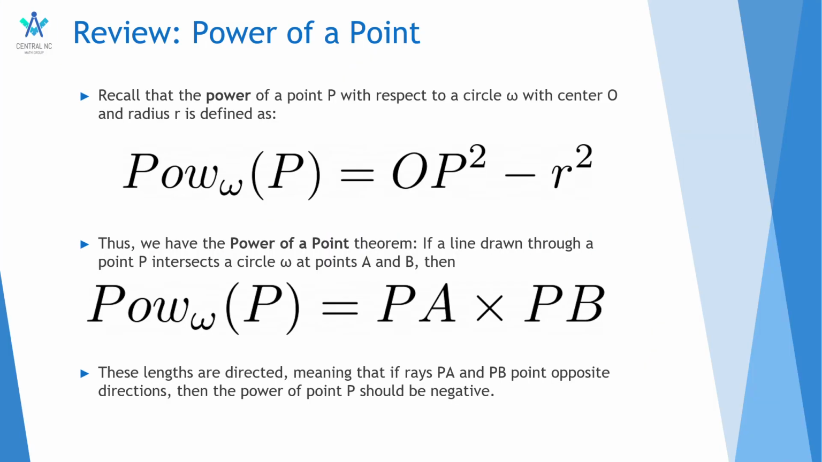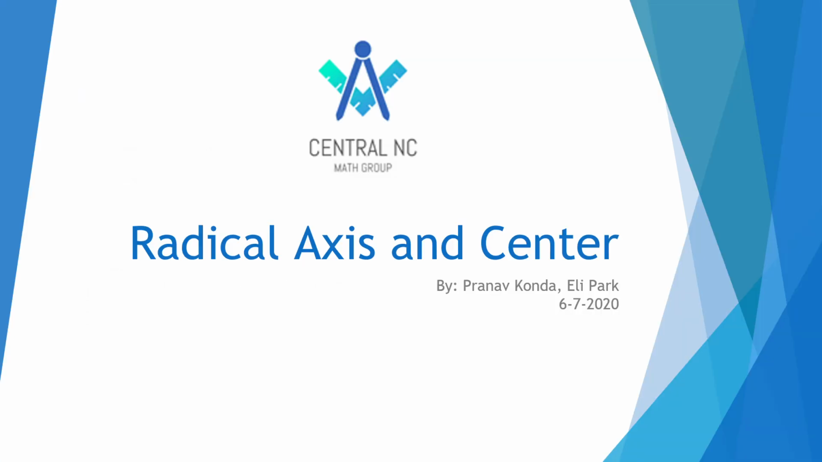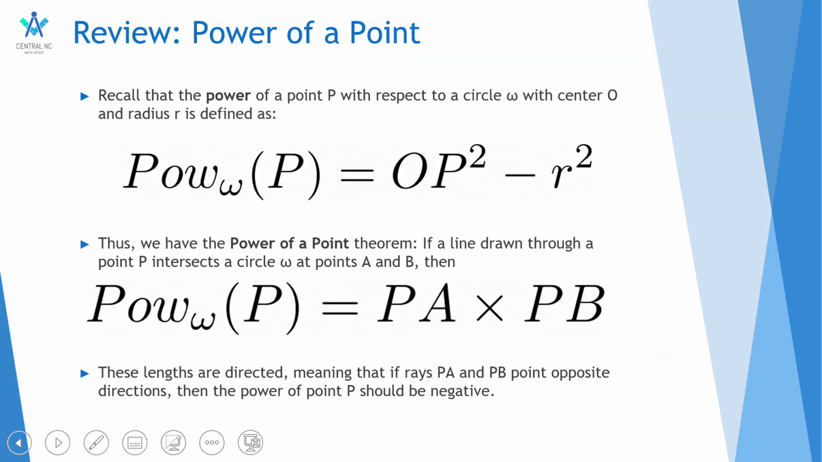So let's review power of a point. Recall that the power of a point P with respect to a circle omega with center O and radius r is defined as OP squared minus r squared, and we denote it like this.